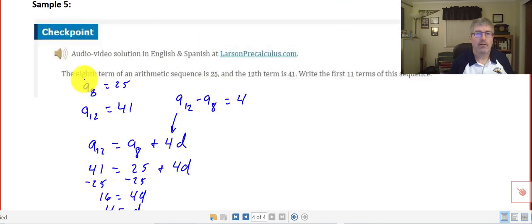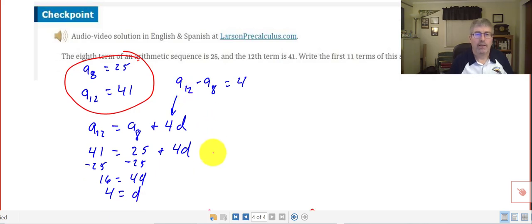And finally, another sample, a checkpoint. The 8th term of an arithmetic sequence is 25, and the 12th term is 41. So we've got this information here. a sub 8 equals 25, and a sub 12 equals 41. So substituting into our formula, 41 equals 25 plus 4d, well, that's to go from 8 to 12, we've got to go 4. That covers 4. We subtract 25. We get 16 equals 4d, and d equals 4.